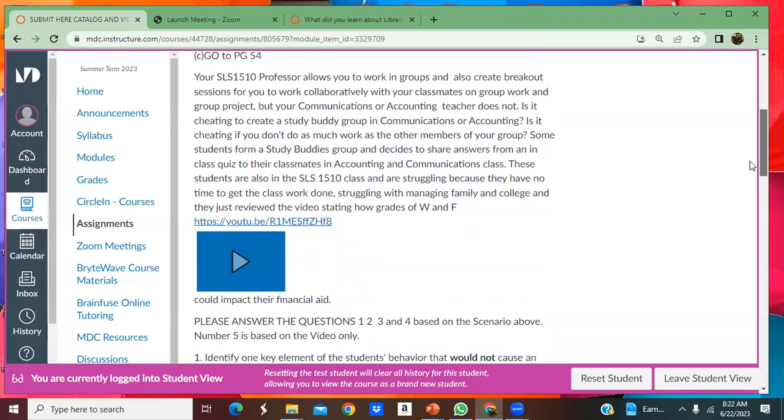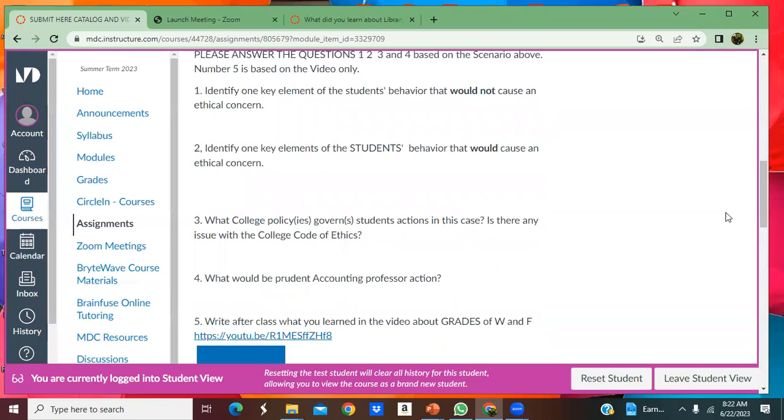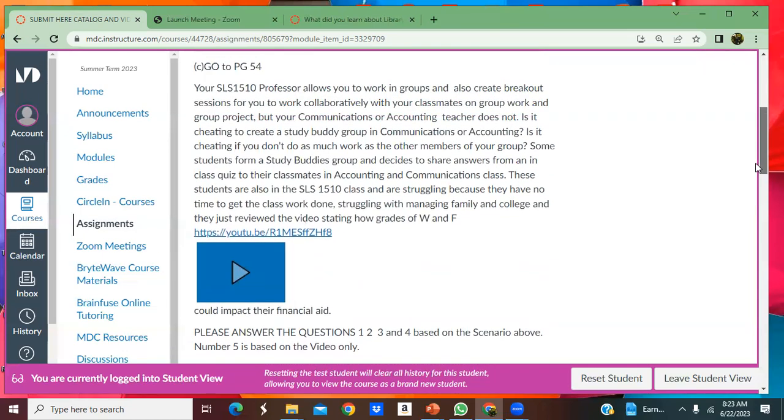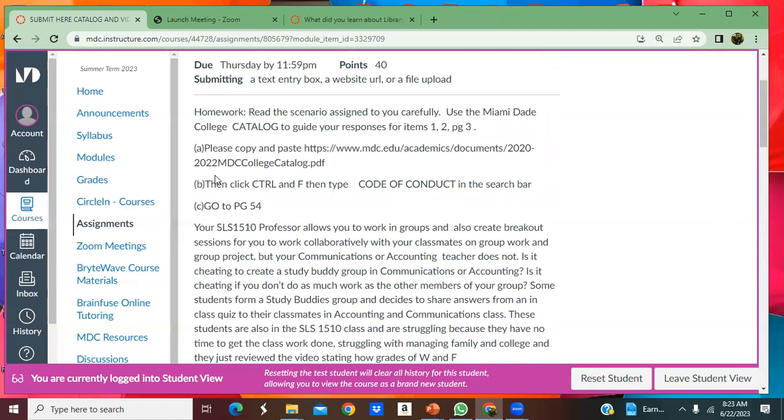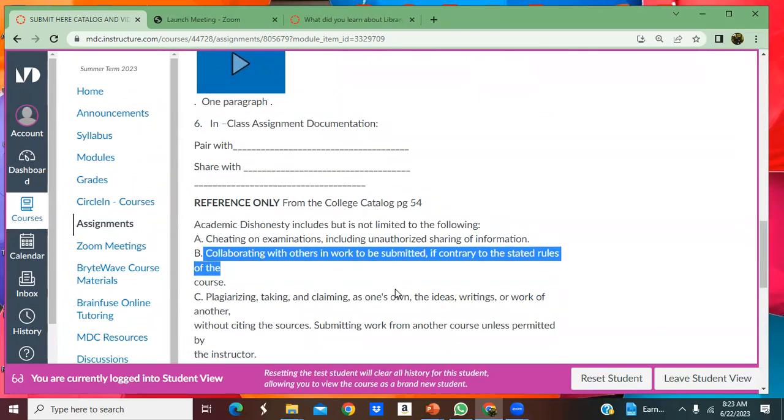Now, we are going to look at question number 3. Nicole, I want you to read question number 3. What college policies govern students' actions in this case? Is there any issue with the college code of ethics? So when we look at this, we're looking at what policy governs student actions. I want you to look right here. If you copy and paste this link, then tell me what the college policy is. The answer could be in here, or it could be right here. Everybody take a little time to look and see what you could put as your answer for policy.